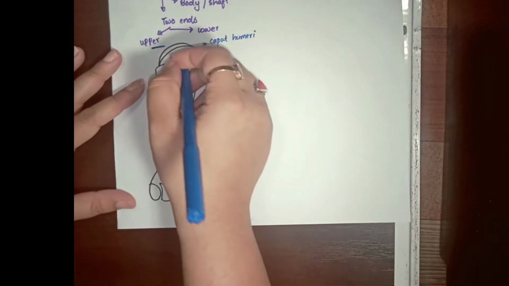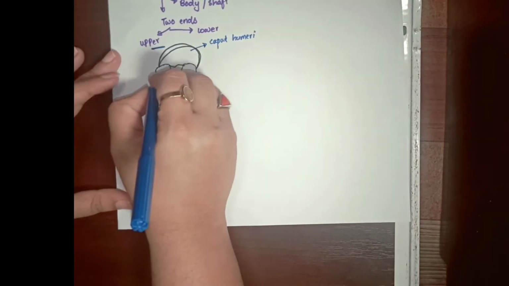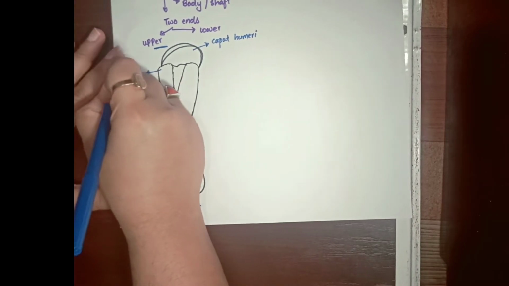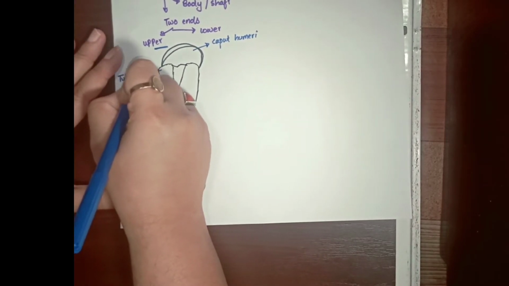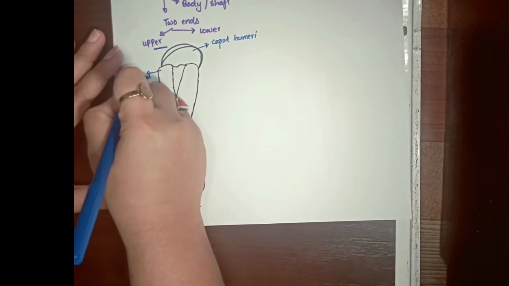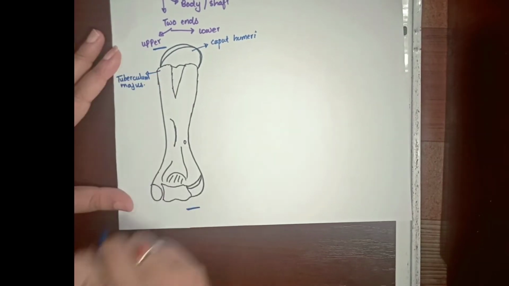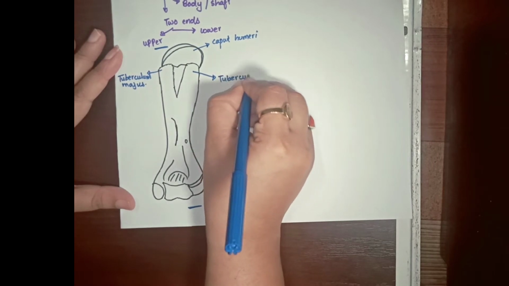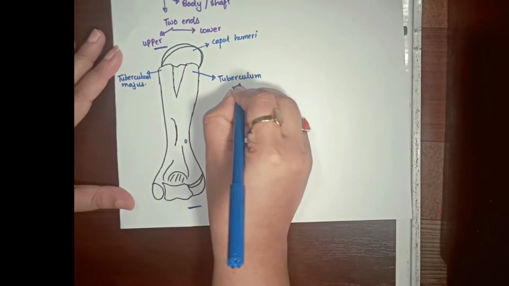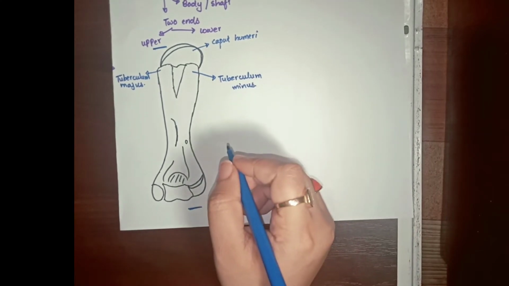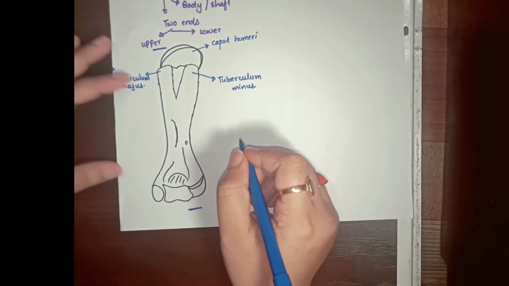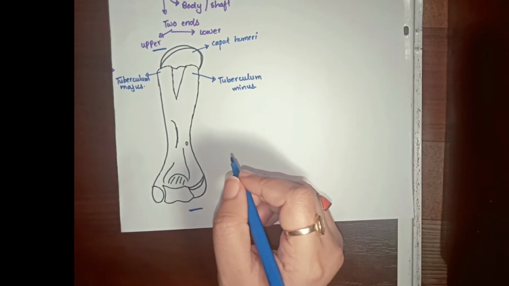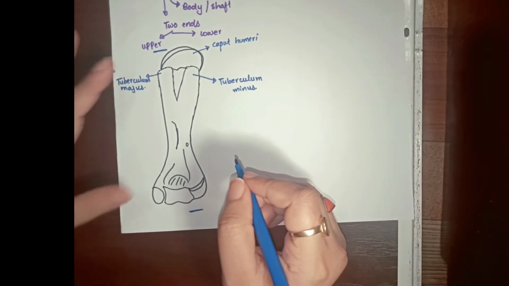Now this is tuberculum majus, it means major tubercle. I am writing in Latin, tuberculum majus, and tuberculum minus. Majus means major, minus means smaller. So how will we justify which side is tuberculum majus and which side is tuberculum minus?